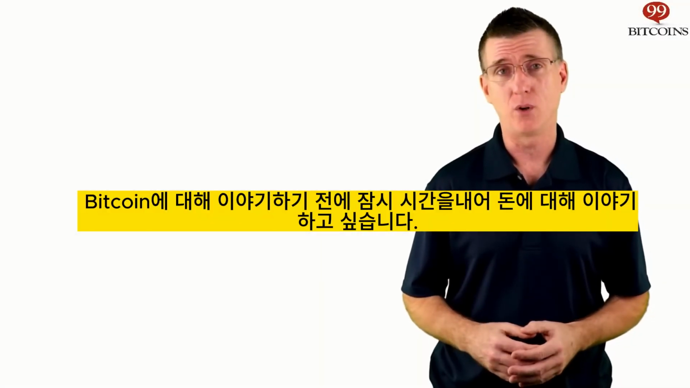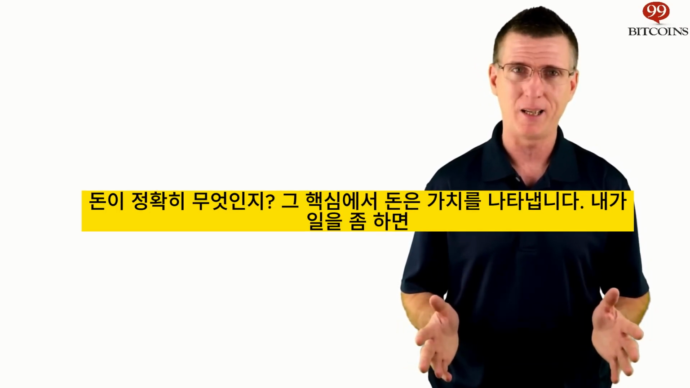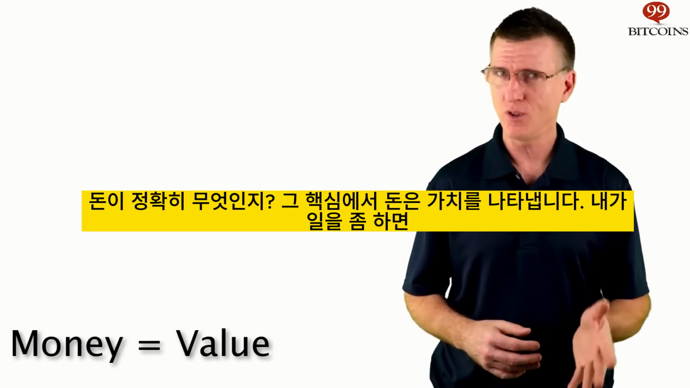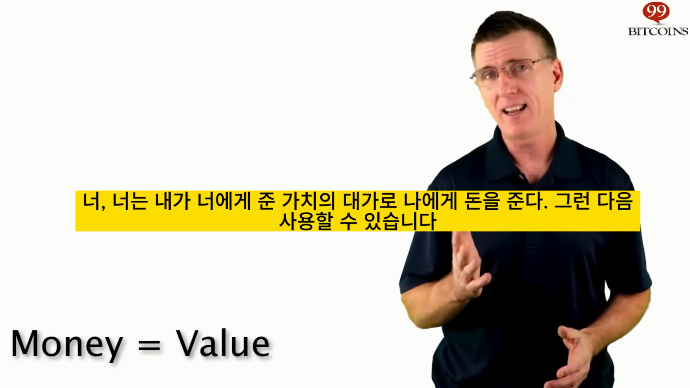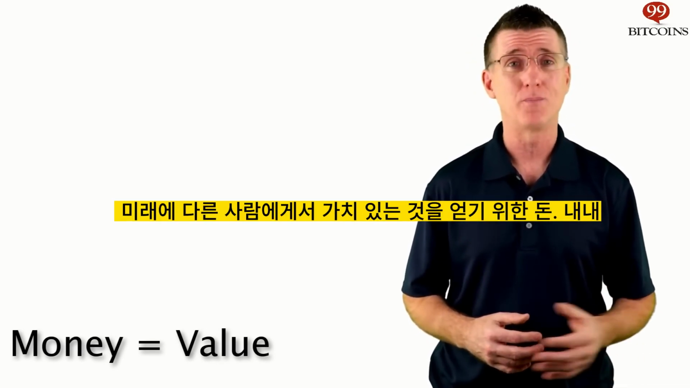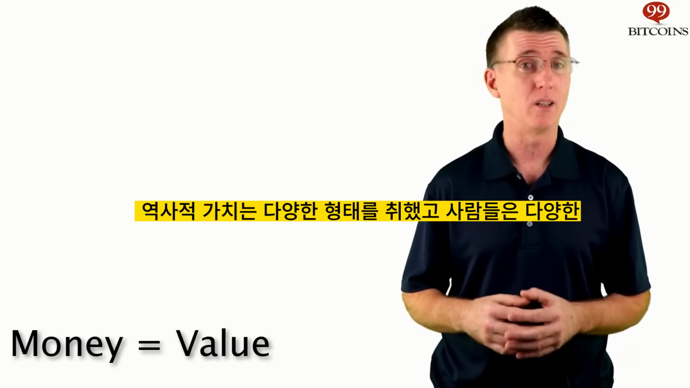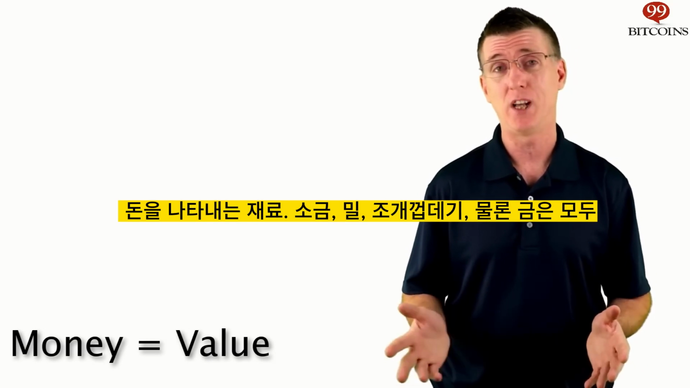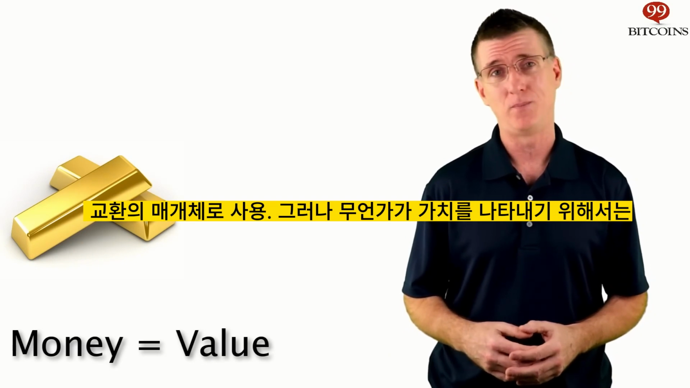Before we talk about Bitcoin, I want to take a moment and talk about money. What is money exactly? At its core, money represents value. If I do some work for you, you give me money in exchange for the value I gave you. I can then use that money to get something of value from someone else in the future. Throughout history, value has taken many forms, and people have used a lot of different materials to represent money. Salt, wheat, shells, and of course gold have all been used as a medium of exchange.